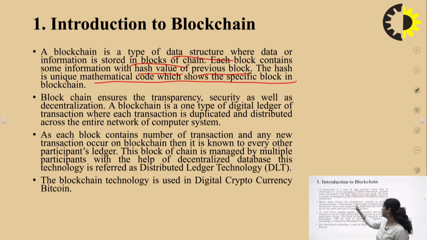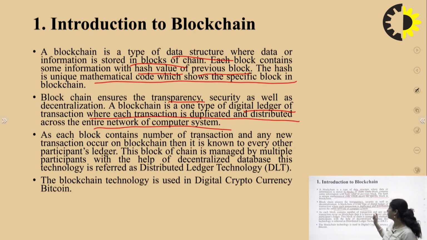Blockchain ensures transparency, security as well as decentralization. Blockchain is based on a decentralized network, so that transparency is there. For security, the more nodes are available, the more secure the network is. A blockchain is one type of digital ledger of transactions where each transaction is duplicated and distributed across the entire network of computer systems.